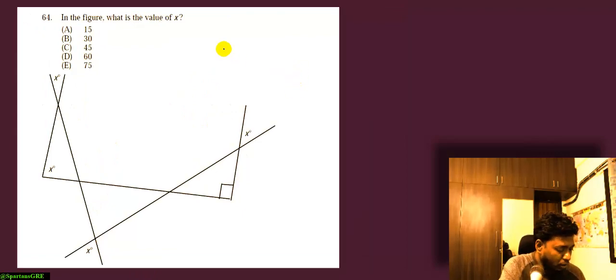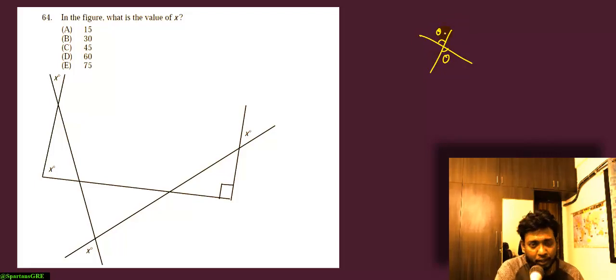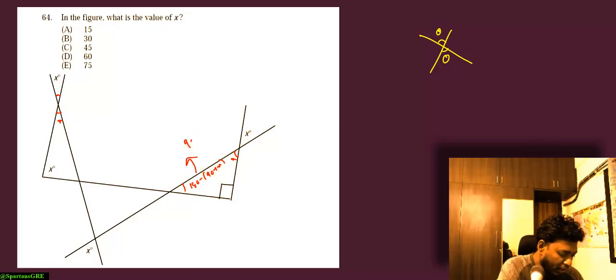In the figure, what is the value of x? Right, if you have two lines like this, if this is theta, this will be theta because they are vertically opposite angles. Now here this is x, so this will be x, right? And this is x, so this will be x. This will be 180 minus (90 plus x), so this will be 90 minus x, right? So if this is 90 minus x, this will be 90 minus x. And again this is x, so this will be x, right?